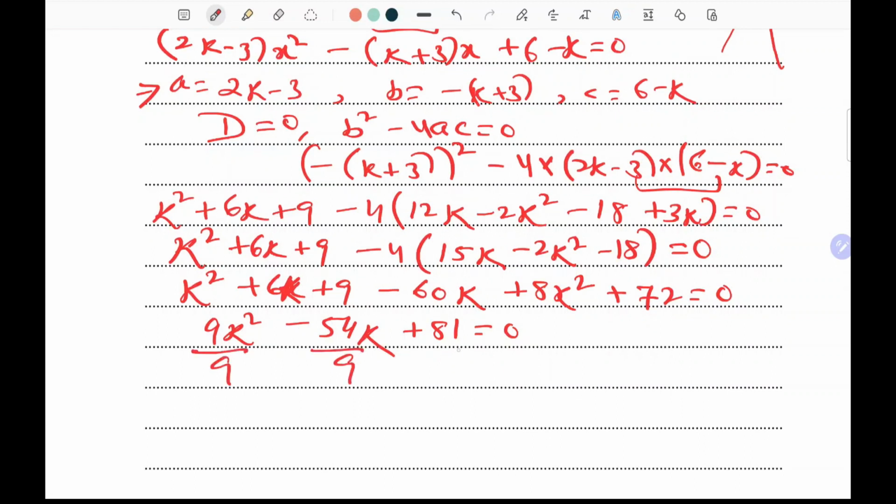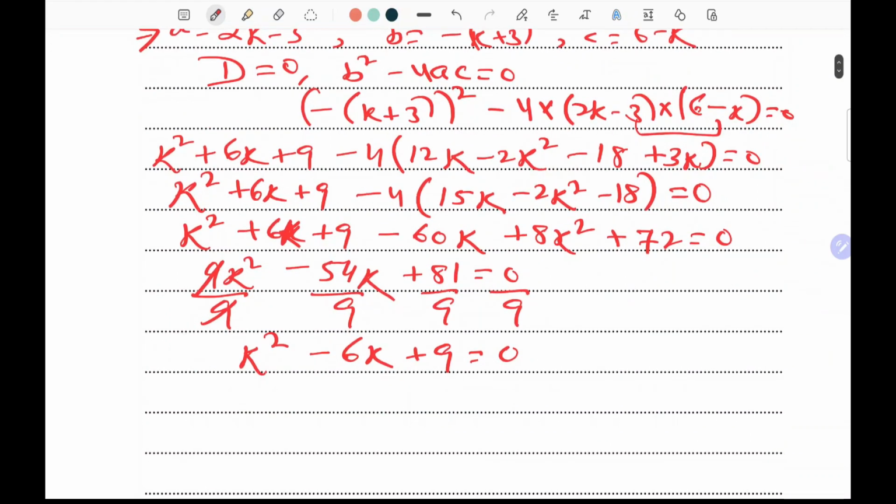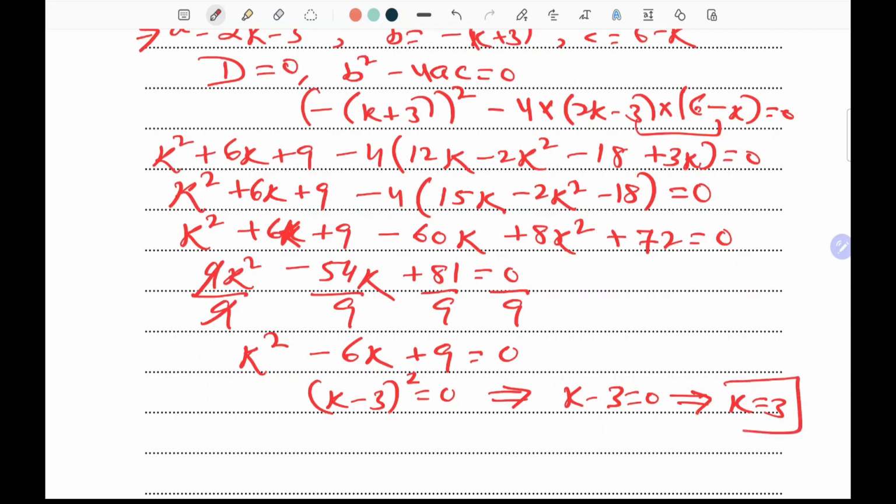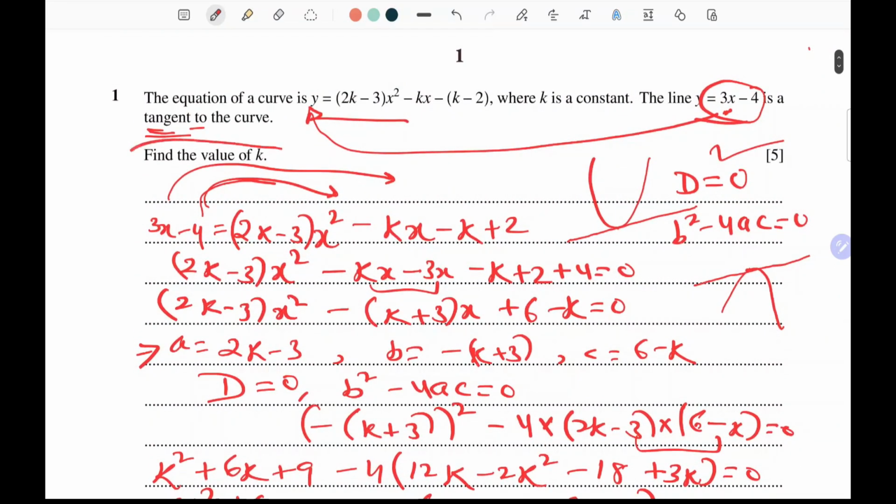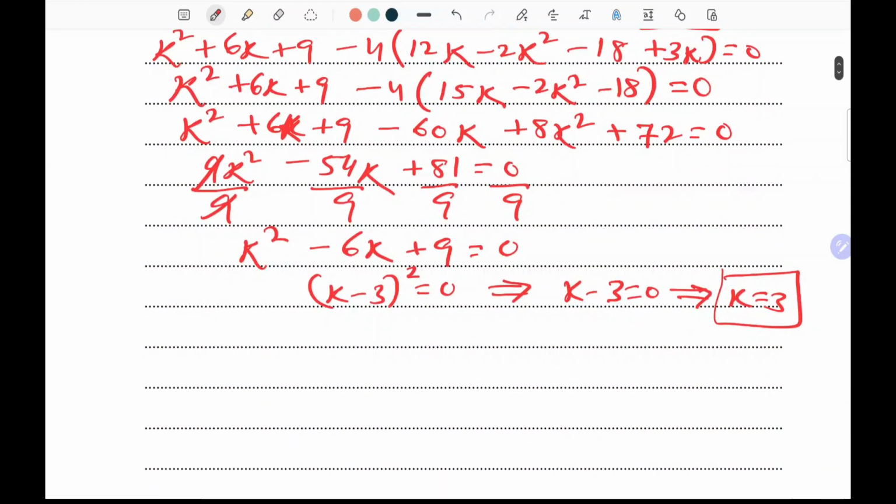So divide everything by 9. 9 and 9 cancel, we get k squared. Now minus 54 over 9, how much? Minus 6k, and this is 9, and 0 over 9 is 0. Now you can use a calculator to solve this. By the way, this is a perfect square: k minus 3, whole squared, equals 0. So k minus 3 is 0, and finally k will be 3. So we had to find the value of k, as you can check here. So the value of k equals 3.